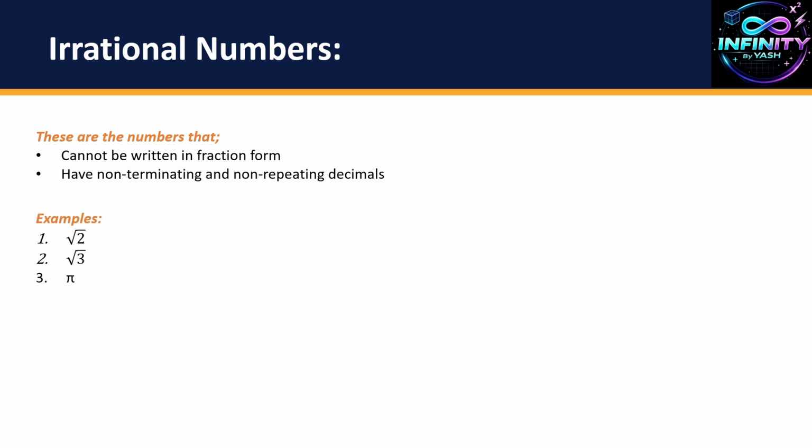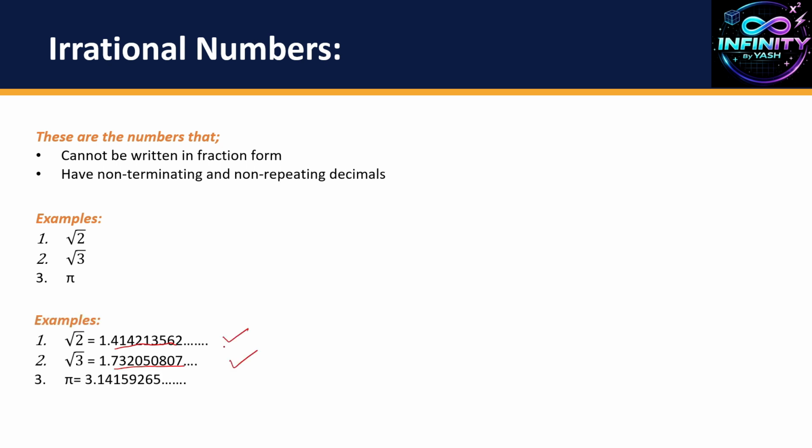Engineers use root 2 in construction, architects use irrational numbers in designs, pi is used to calculate area and circumference of circles. Scientists use irrational numbers in measurements. These are the real life applications of irrational numbers. Why are root 2, root 3, and pi irrational? You can observe that the digits are non-repeating and non-terminating. That's why these are irrational. So, non-repeating and non-terminating decimals are called irrational numbers.